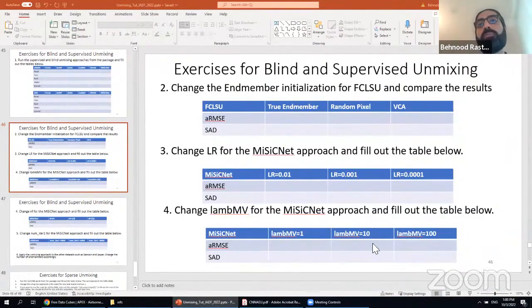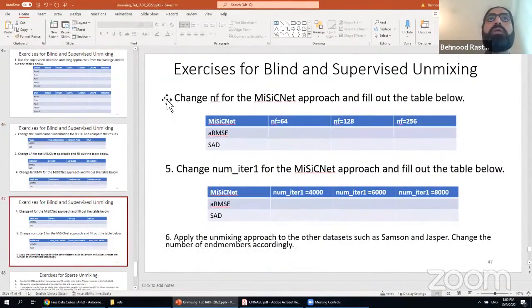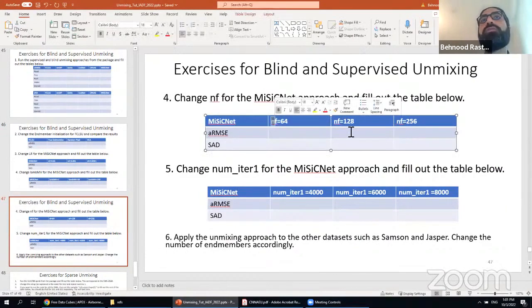And therefore, when you complete this, you see which lambda works better for this data set that we are working with. You can do the same with the number of filters. There's a comment where we can change NF to 64, 128. It was already 256, so you don't have to redo it, just write down what you already have.